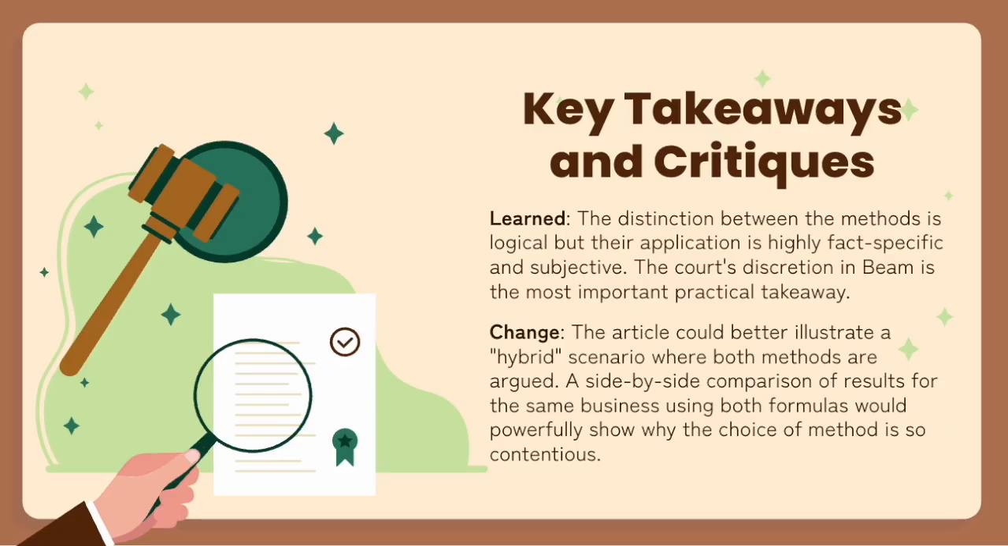If I could change or add one thing to the article, it would be to include a clear example of a single business and demonstrate the dramatically different results and financial outcomes produced by the Van Camp calculation versus the Pereira calculation. This would really highlight the high stakes involved in these apportionment cases. I would also like to see an example of the hybrid scenario that the article stated could be condoned. It wasn't in there, and I was really hoping to be able to see that.